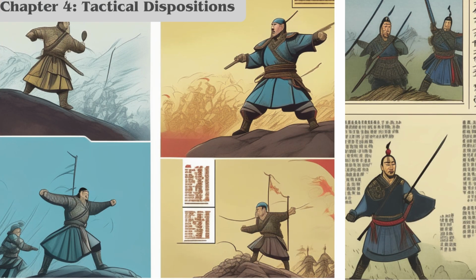Chapter 4, Tactical Dispositions. In this chapter, Sun Tzu highlights the crucial role of adaptability in warfare. He emphasizes the significance of being flexible in strategy and being able to adjust plans based on the ever-changing dynamics of the battlefield. A key aspect of effective leadership is having a deep understanding of the strengths and weaknesses of both one's own forces and the enemy.